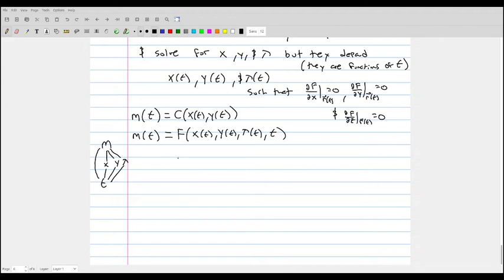So from the multivariable chain rule, the rate of change of the minimum cost, m prime, or dm dt, is going to be the partial derivative of f with respect to t, plus the partial derivative of f with respect to x times the single variable derivative of x with respect to t, plus the partial derivative of f with respect to y times dy dt, plus the partial derivative of f with respect to lambda times d lambda dt. Sorry, not z, but lambda.